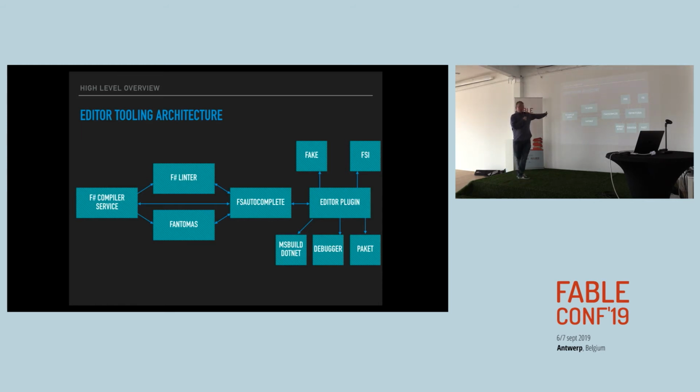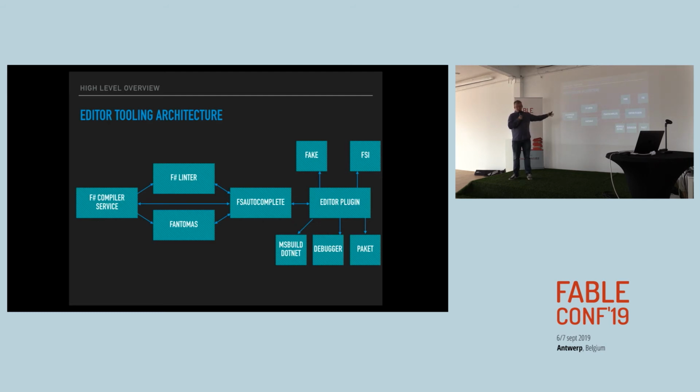So on the bottom of everything we have F# compiler services, and this is super important because this is the component that enables all of us working on different parts of the tooling ecosystem to do that. We have tools like F# Linter or Fantomas, which are just normal tools but can also be used as libraries. Then we have something called FS Autocomplete. I've mentioned it a couple of times already.